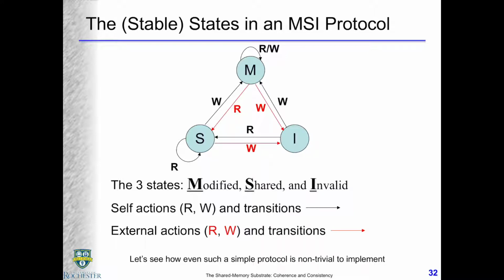So the simplest states, and I mentioned that these are stable states, as we'll see soon, there are other states called transient states. And typically the coherence protocol is referred to by its stable states. So MSI, the modified, shared, and invalid, is perhaps the simplest. Okay, so it's fairly straightforward.